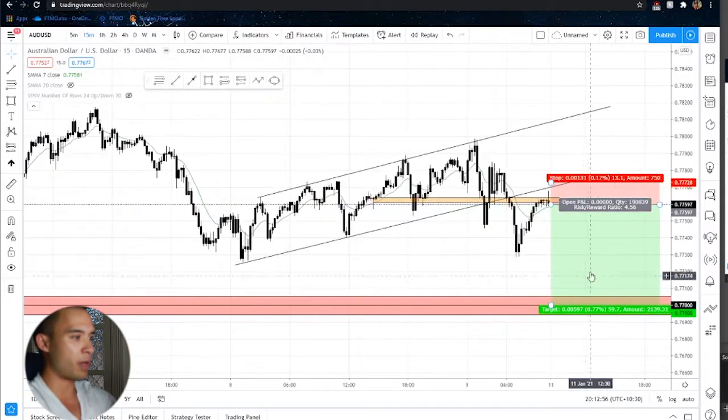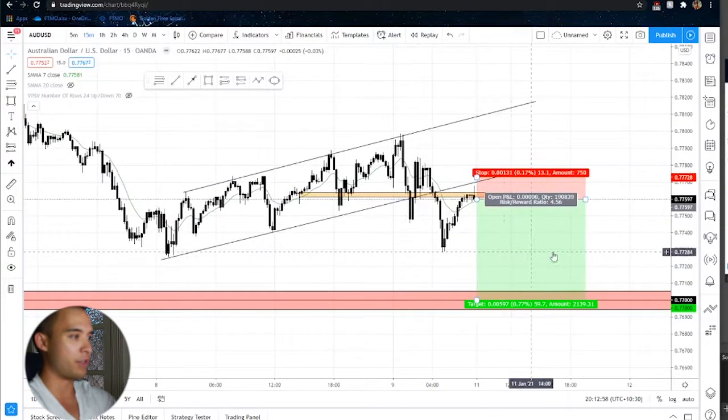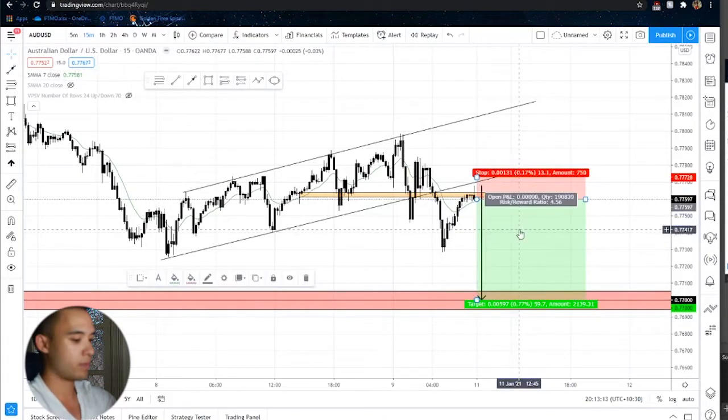And yeah, so at the moment I'm going to look at that. I'm probably going to take note of this, or just leave this on the chart as a reminder, or I'll just do this.